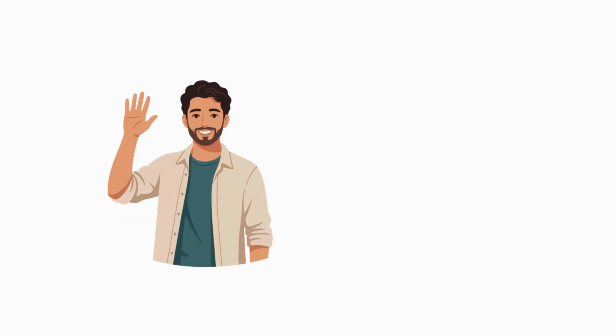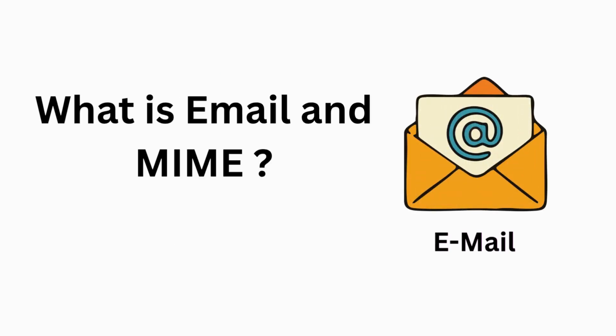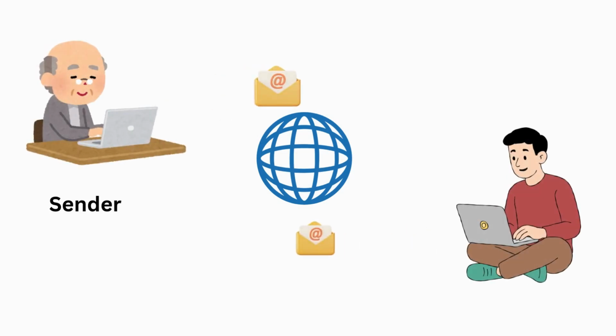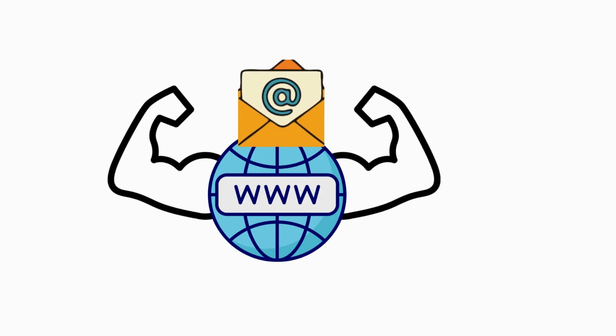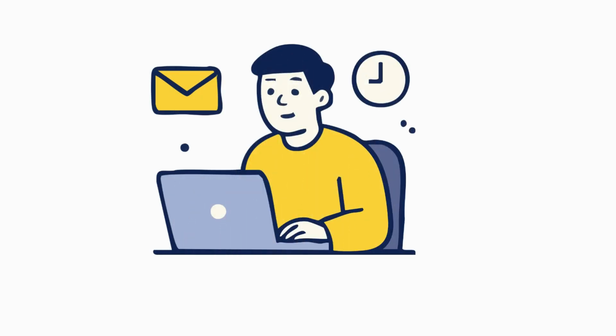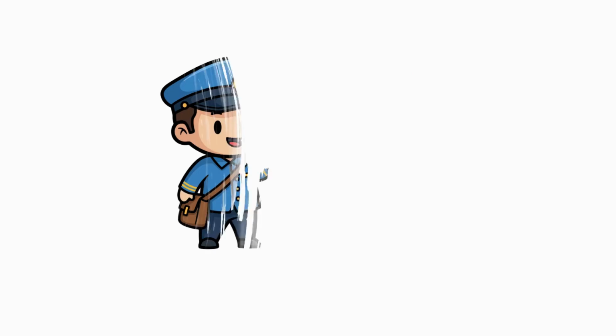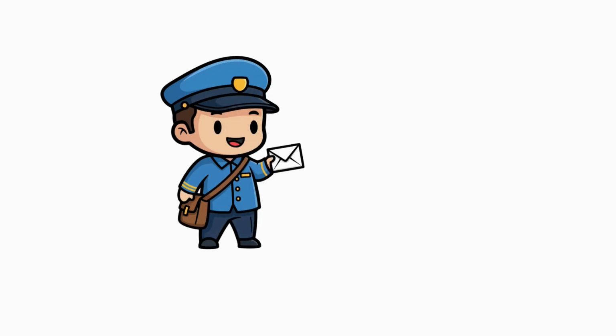Hello everyone. Today I'm going to talk about email and MIME. Email was one of the first big reasons people started using the internet a lot. It let people send messages to each other. It is faster than traditional postal mail. This made email and the internet very popular. Before we learn how email works, let's take a quick look at how regular postal mail works and why email is a better option.